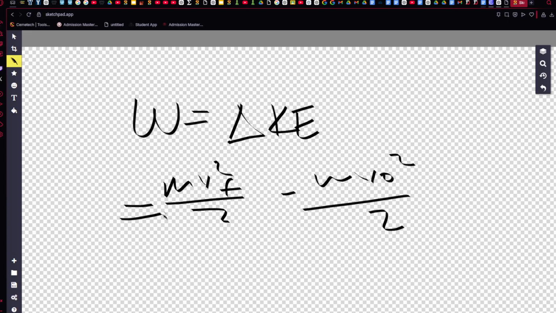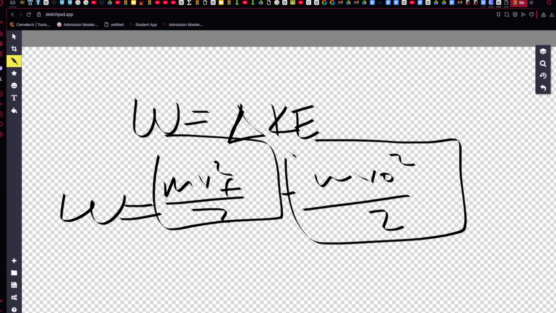So that means whatever work you do will change the kinetic energy. Note that kinetic energy squares the velocities, and for people who don't take calculus or linear algebra or anything involving vectors, it doesn't matter the direction of the velocity here. The work to kinetic energy formula will simply tell you the change in kinetic energy and will not tell you the velocity.